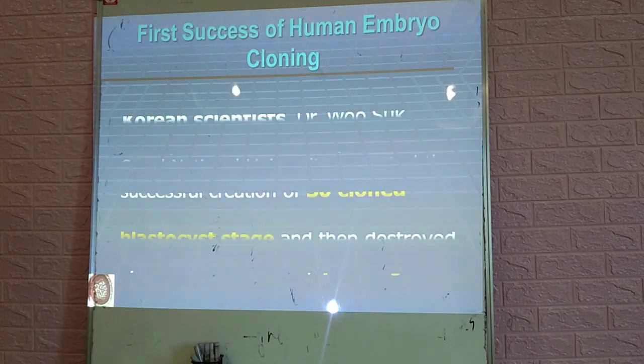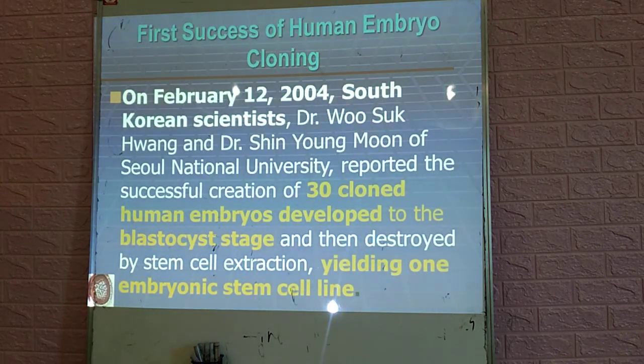Okay? Let us now continue with this one. First success of human embryo cloning. On February 12, 2004, South Korean scientists, Dr. Woo Suk Wang and Dr. Shin Young Moon of Seoul National University, reported the successful creation of 30 cloned human embryos developed to the blastocyst stage and then destroyed by stem cell extraction.